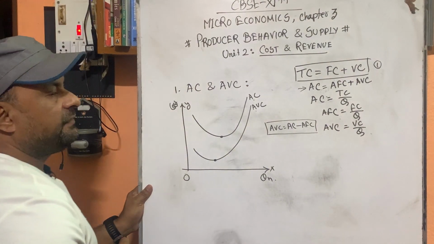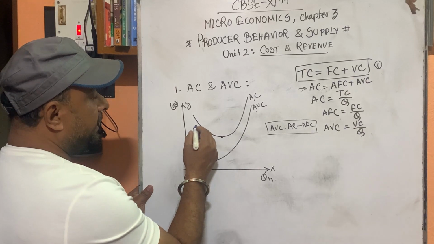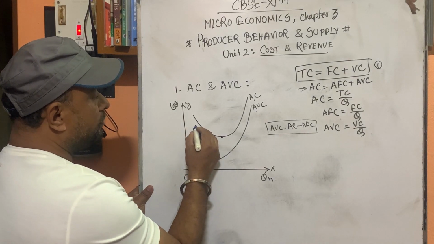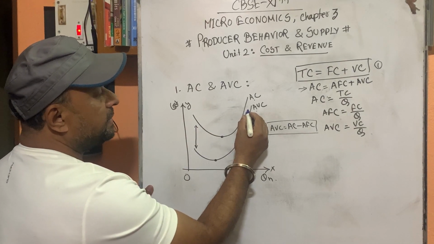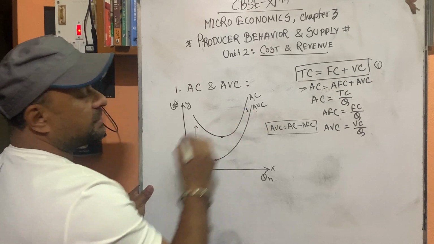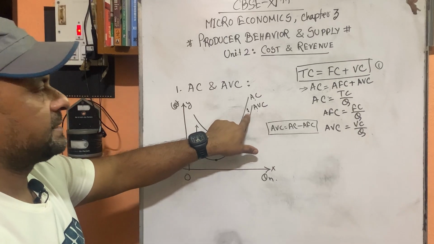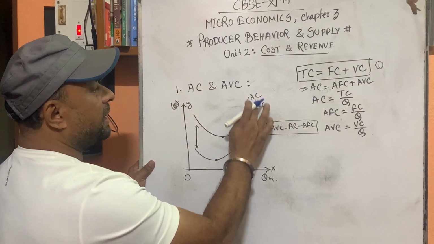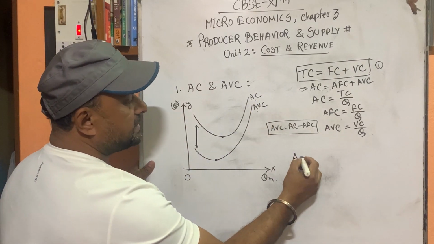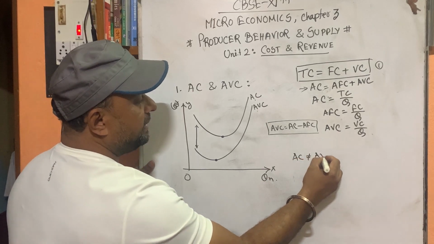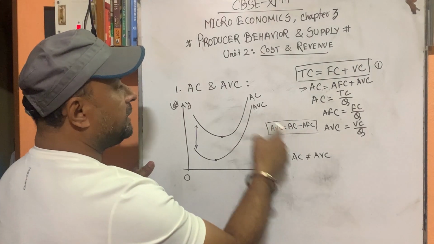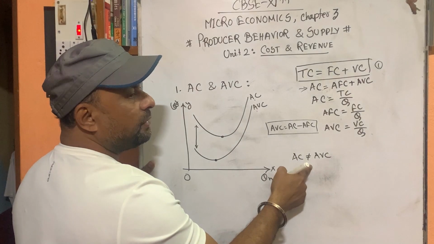Okay, now in the beginning what happened? In the beginning the gap between these two is more, but when production increases the gap reduces. In the starting the gap is more, in the ending the gap is less, but they never intersect or touch each other. This means AC and AVC are never equal. If they were equal, then they would intersect. Why are they not equal?